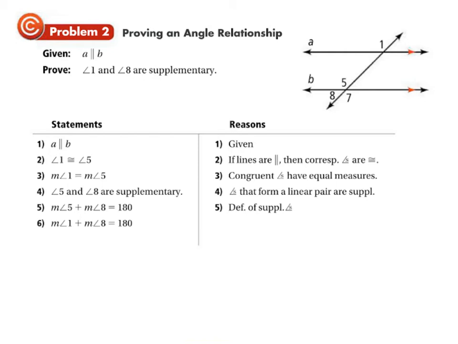How do we know that? See if you can figure this out before I say it. How do we get from here to here? Well, this turned into this. How did this turn into this? Look, it says that they're equal amounts, and so by substitution, we can just substitute that in. And if their measures sum to 180, then the angles themselves are supplementary, because that is what supplementary angles do. Definition of supplementary angles.